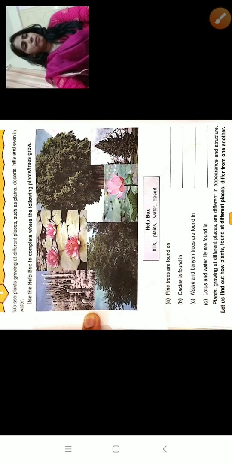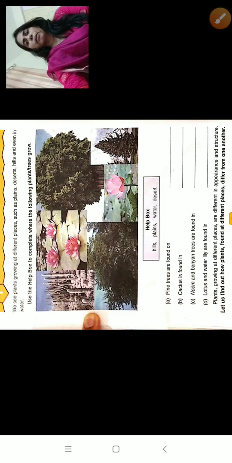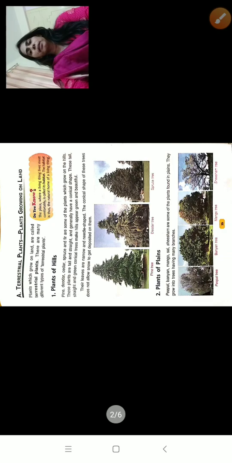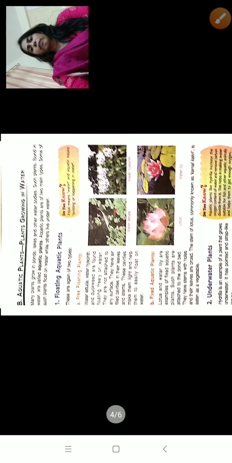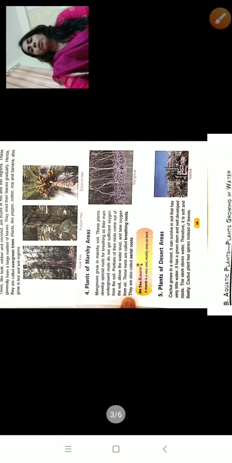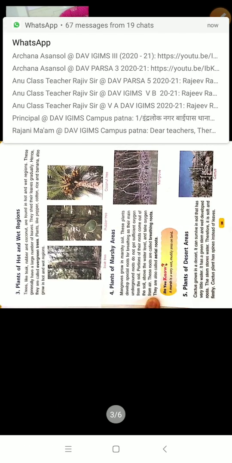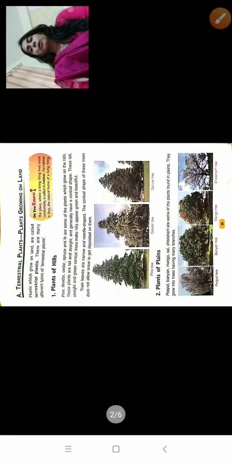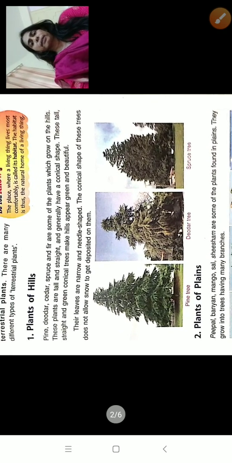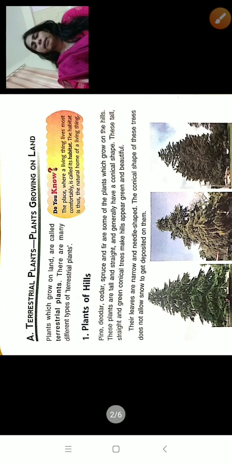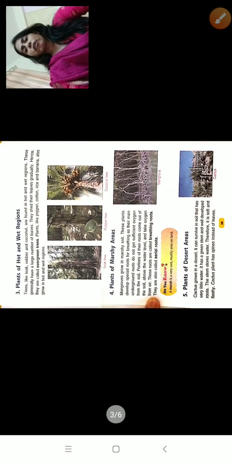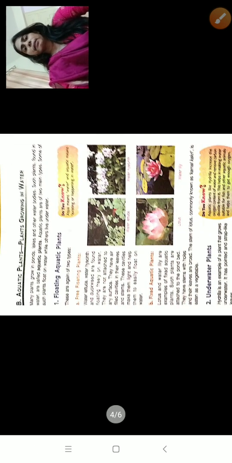And now I will explain to you about the two types of plants. Number one is the terrestrial plants and the other is the aquatic plants. You will ask, ma'am, what are terrestrial plants? The plants which grow on land are called terrestrial plants. And what about aquatic plants? The plants which grow in water are called aquatic plants.